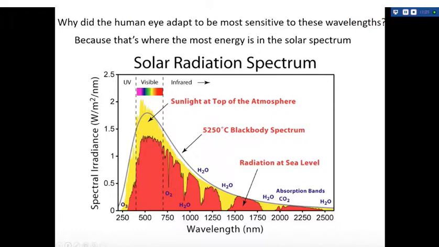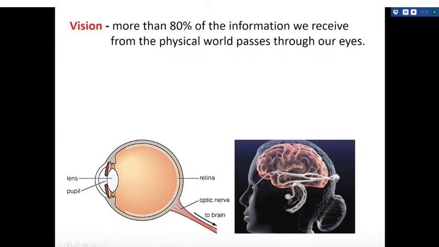Okay. Vision, we interpret more than 80% of the information we receive from the physical world comes through our eyes. Right? We walk around space, we see people we know, we see cars and vehicles, we read stuff, we look at stuff. 80% comes from the eye. The physical world is captured by the eye.